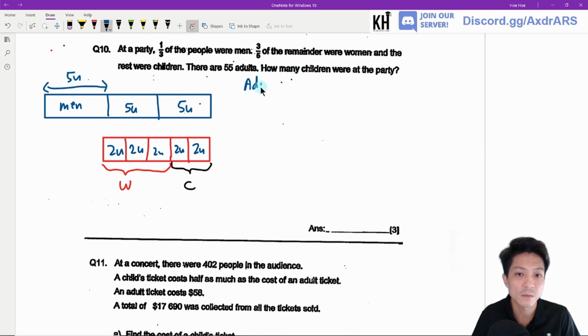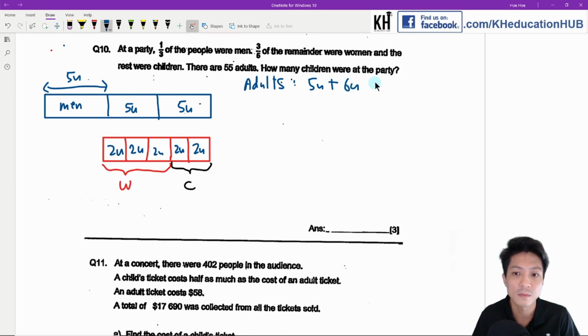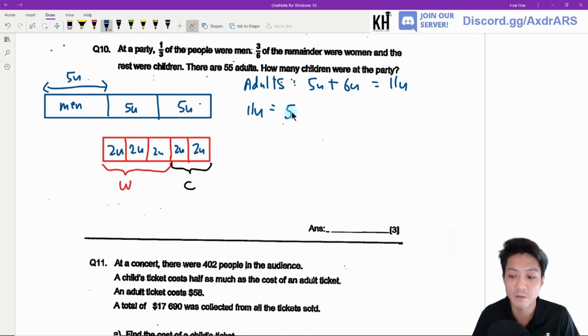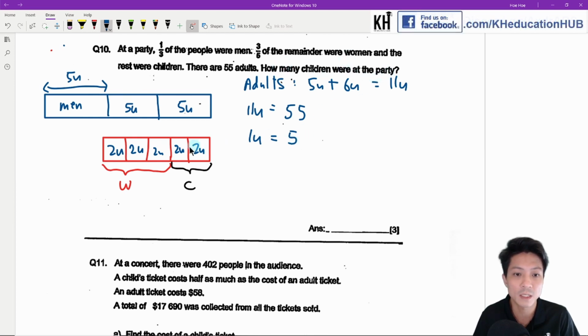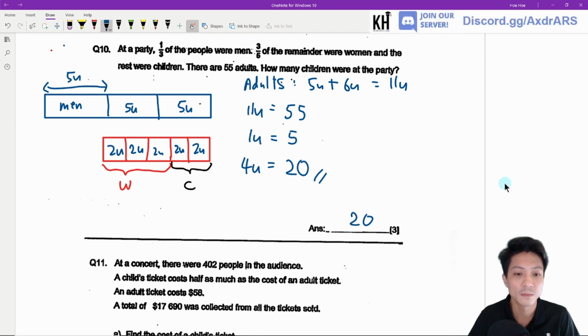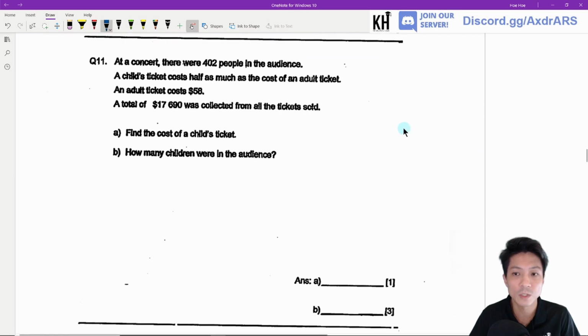Okay, adults. All together will be 5 units plus 6 units, which is 11 units. So 11 units is equals to 55. 1 unit is equals to 5, and how many children were at the party? 4 units. Okay, 4 units is equals to 20. Okay, move on to question 11.